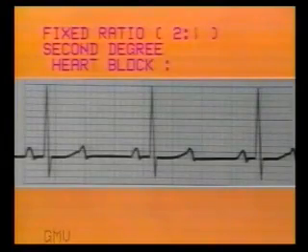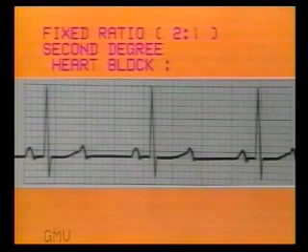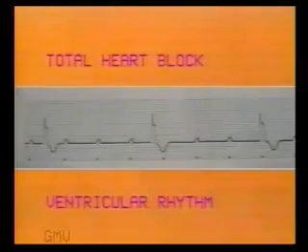Fixed ratio AV block. The third type of AV block has already been studied by us with supraventricular tachycardias. Here the ventricles respond to every second, third or fourth impulse, giving 2:1, 3:1 or 4:1 AV block. This ECG shows a QRS complex following every second P wave. This is 2:1 AV block. This is a fixed ratio AV block. The PR interval is normal and constant.